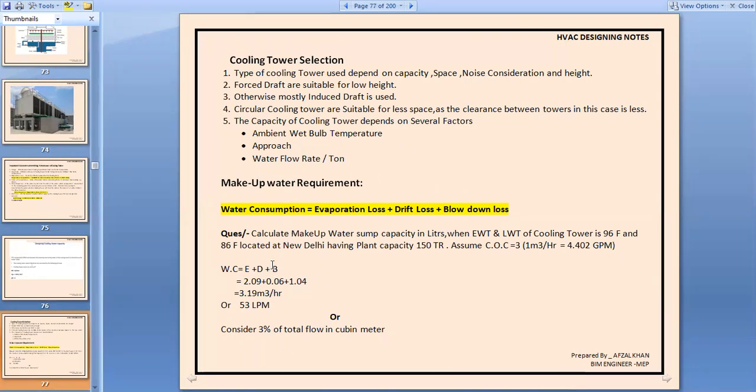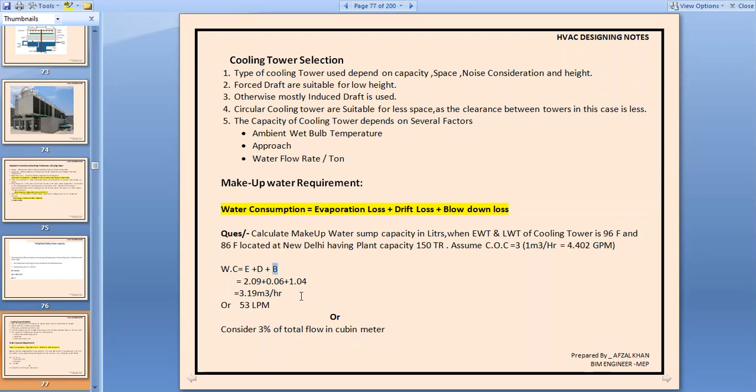Now let's make a water loss calculation. For example, calculate the makeup water capacity in liters when the entering water temperature is 96 and the leaving water temperature is 86. The location is New Delhi and the plant capacity is 150 TR. Assume cycle of concentration is equal to 3 and 1 meter cube per hour is equal to 4.402 GPM. So this water consumption will be equal to evaporation loss plus drift loss plus blowdown loss.